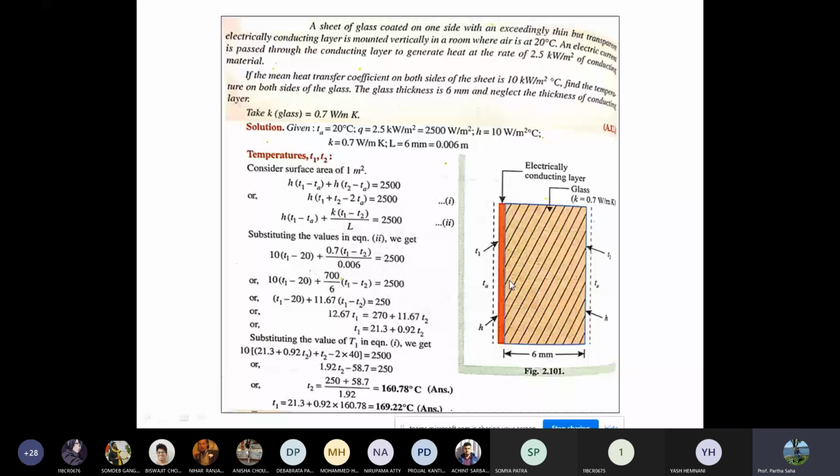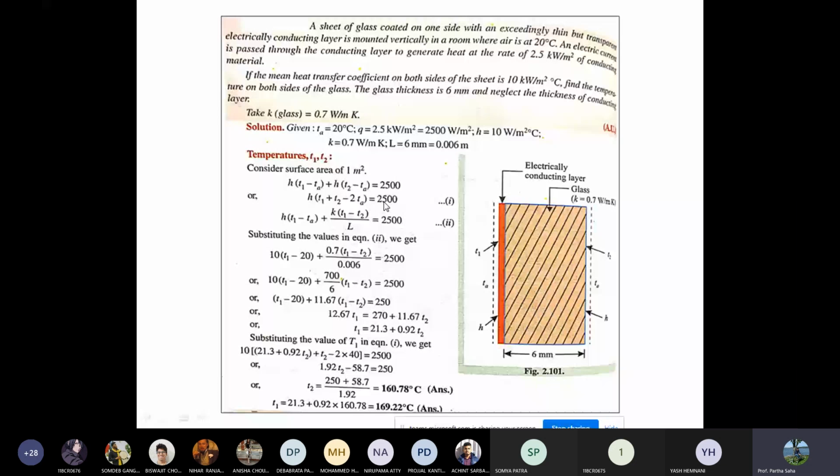Consider the surface area. We can consider surface area 1 meter square. So H (T1 minus Ta), that is the convective heat transfer on this side, plus H (T2 minus Ta). That will be the total convective heat transfer, right? That is 2500 watt per meter square, right? This is what actually has been given, right? Or you can write H (T1 plus T2 minus 2Ta) equals 2500. I hope you understand this.